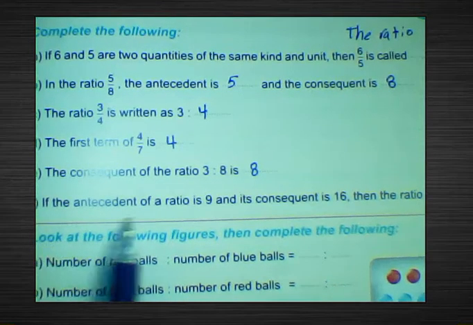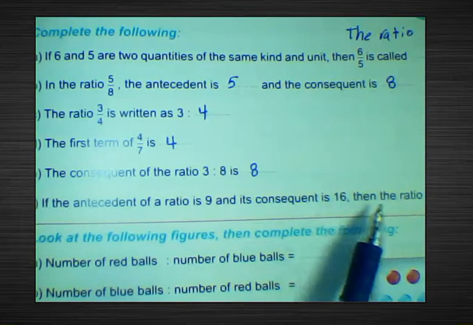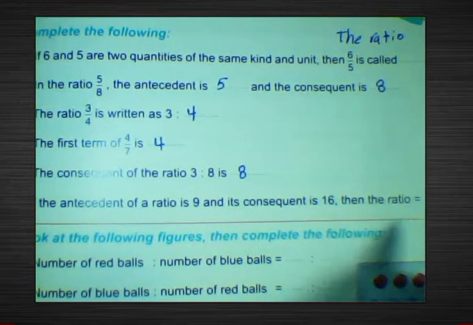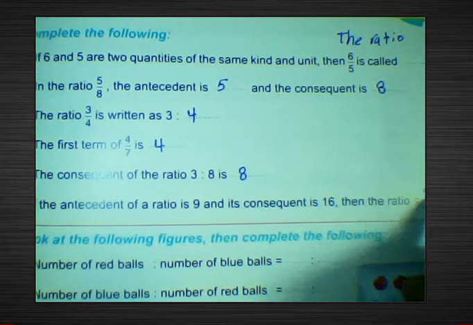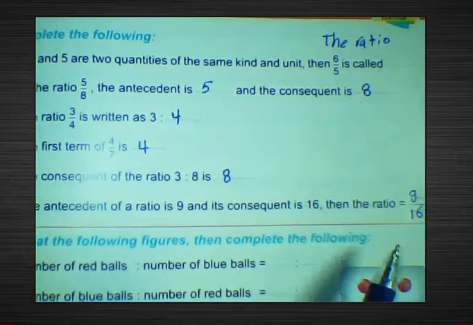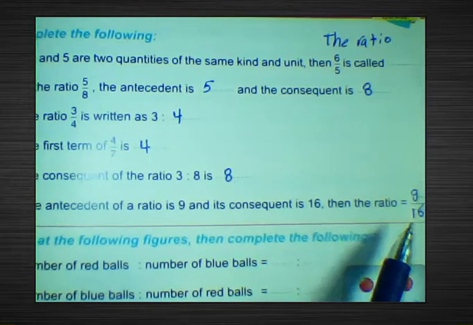If the antecedent of the ratio is 9 and its consequent is 16, then the ratio equals 9 over 16, because 9 is the antecedent and 16 is the consequent.